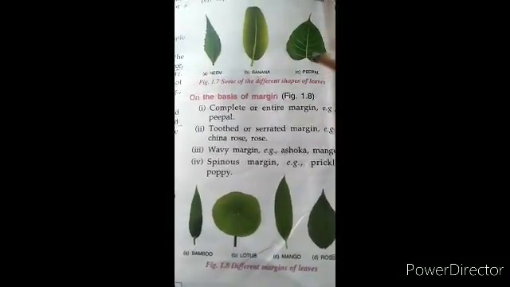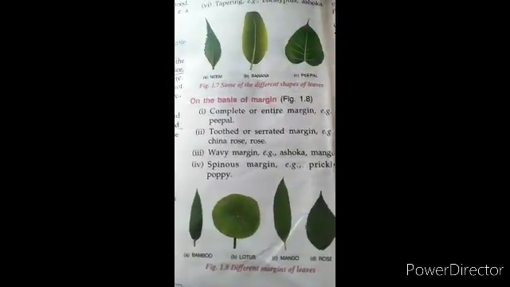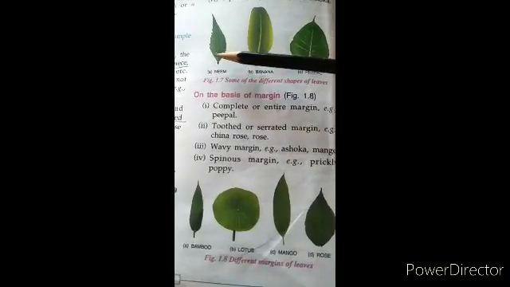Okay, now the third, on the basis of margin, the edge of the leaf. So how is the edge? When we look at the margin here, if it's a complete margin like here, we find the margin to be quite smooth as well, and we don't find any distinctness about it. It's just complete, the way a typical leaf should be. Then we call it a complete or entire margin, and it is found in peepal, as you can see here, peepal tree.